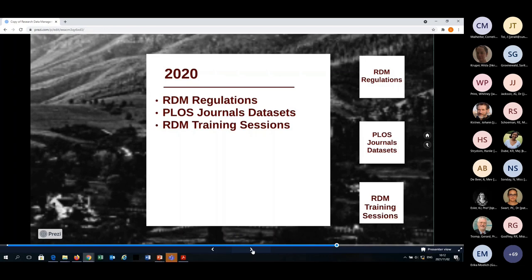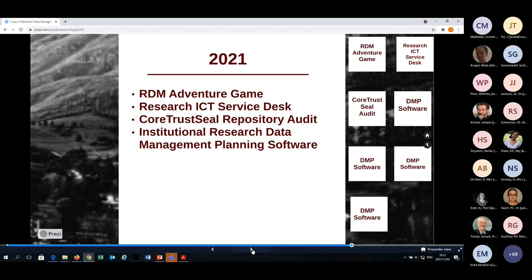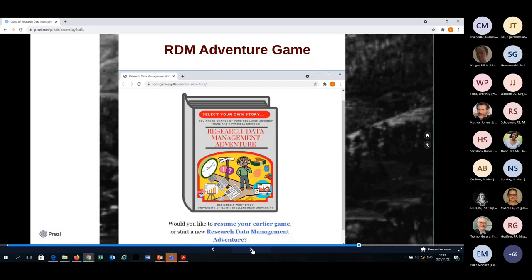Moving on now to the present, at least in 2021, what you see is that the RDM adventure game was eventually launched. Stellenbosch University launched the game in March of this year, whereas the University of Bath took the decision to launch the game last year in December. As of today, I believe the game has been played by over 1,200 individuals across 63 countries, because it's not just an institutional game.